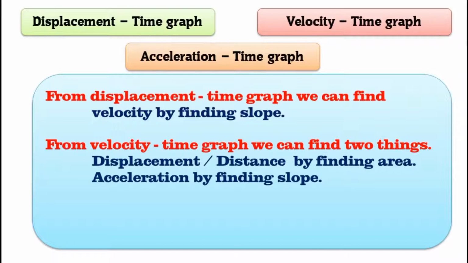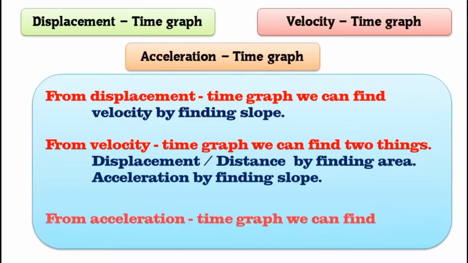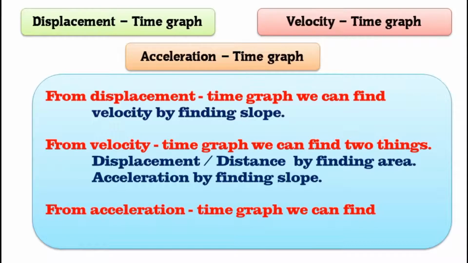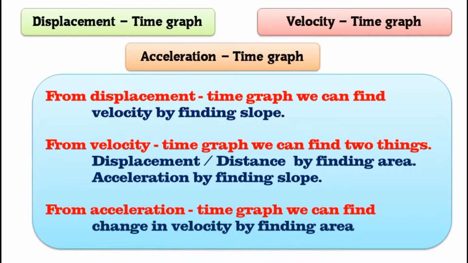Now the third type of graph is the acceleration time graph. From the acceleration time graph, we can find change in velocity by finding the area of a particular graph. So these are the three graphs. Displacement time graph, we can find velocity by finding slope. Velocity time graph, we can find two things: one is displacement by finding area, and acceleration by finding slope. And the third graph is the acceleration time graph. We can find change in velocity by finding the area of a particular graph.